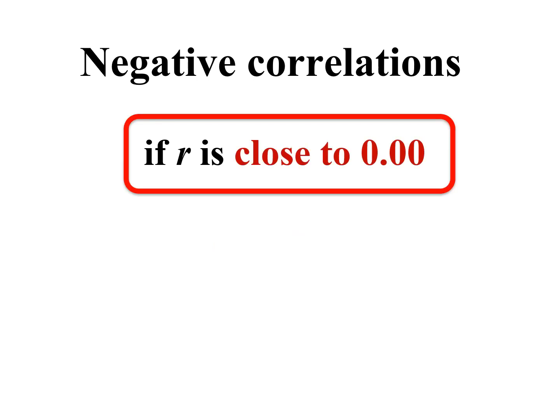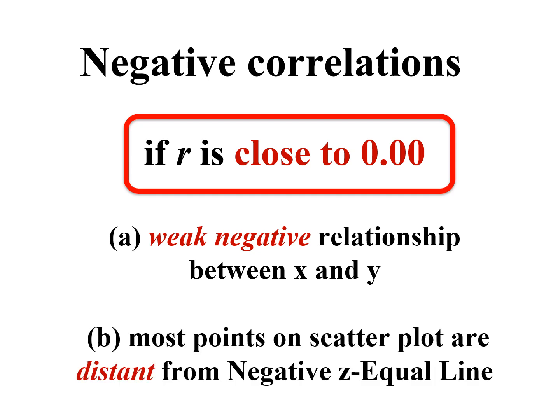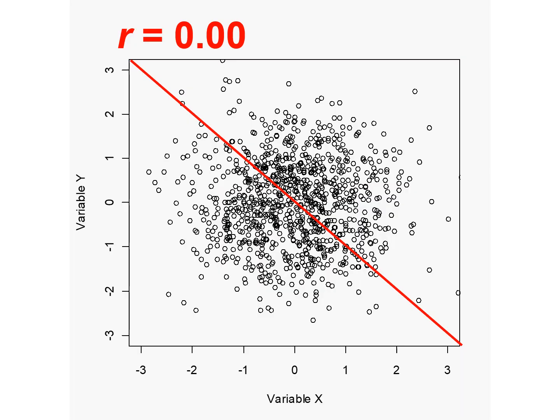On the other hand, if r is negative and r is close to 0, we say that there is a weak negative relationship between x and y. And most points on the scatter plot are distant from the negative c equal line. Let me show you what I mean. In this scatter plot, the correlation between x and y is 0.00. The relationship between x and y is so extremely weak it's non-existent.